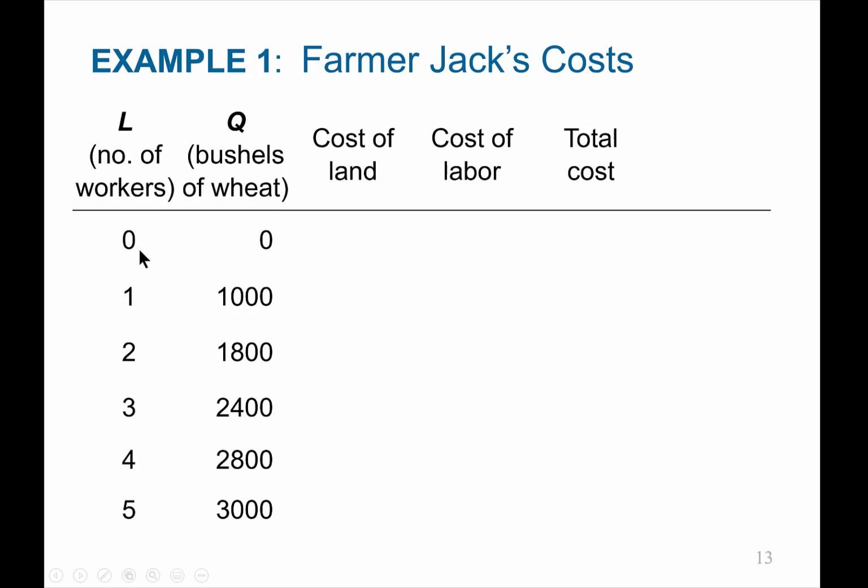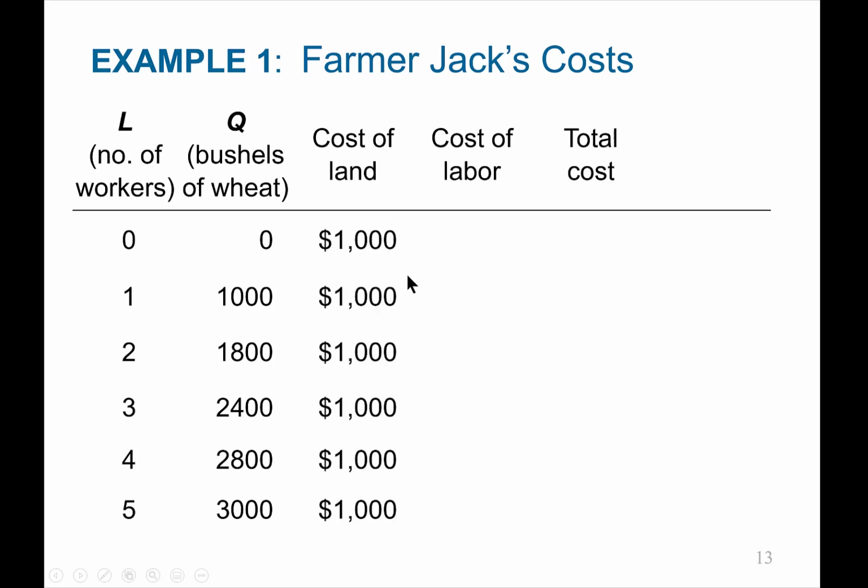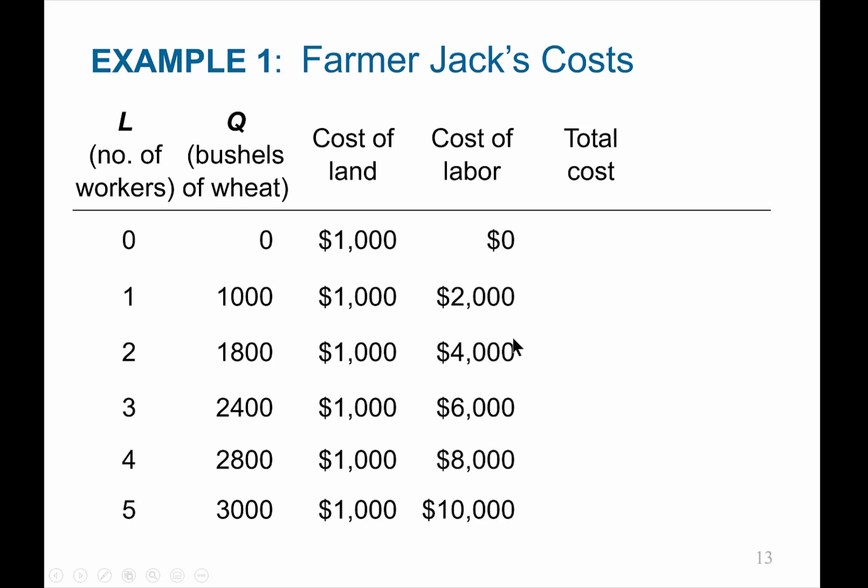As you employed more and more workers, what output increased to. Okay, and so let's look at the cost of the land. No matter how many workers you employ, the cost of the land is a flat $1,000, right? So because this is our fixed input, we should only have to pay that fixed amount. But labor changes. It depends on how many units you're employing.